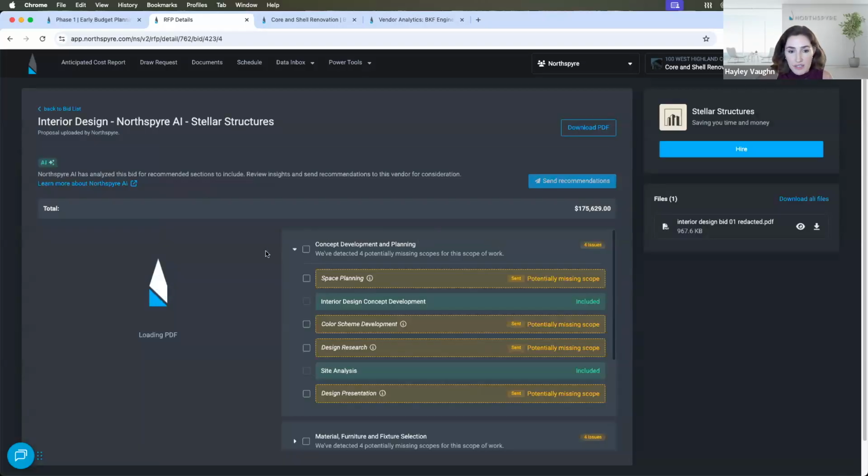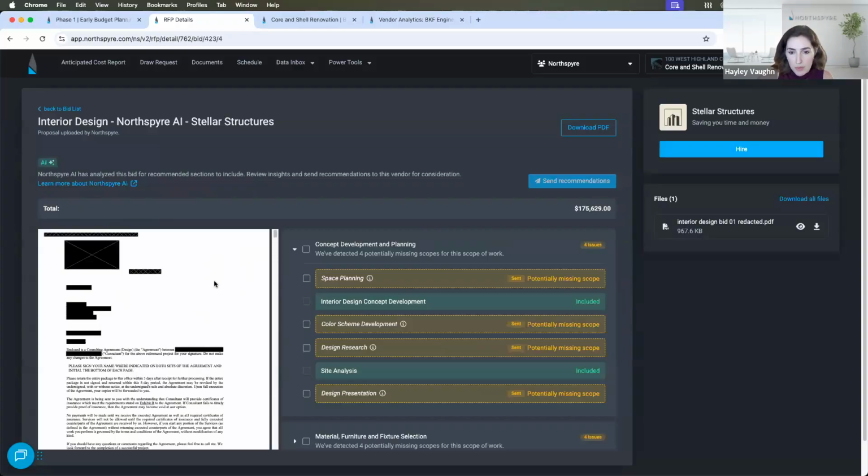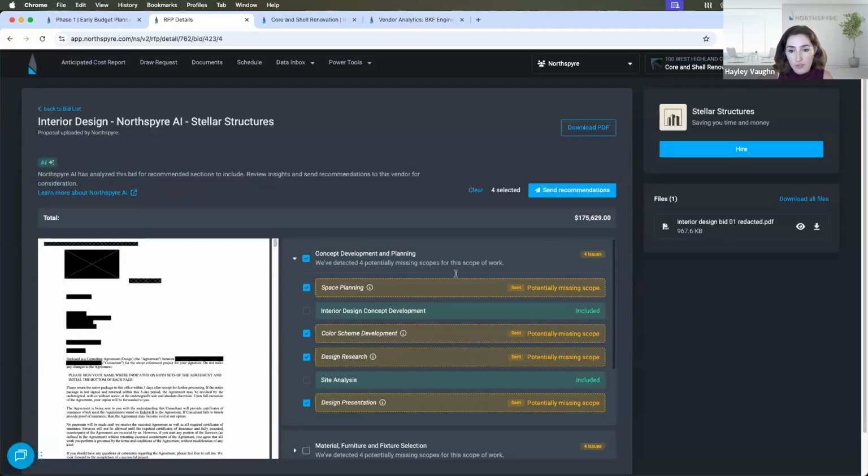And then looking at the proposal in more detail, we have the proposal here on the left. Northspire AI is going to flag all of the potentially missing scope that is identified in this proposal for you. And then you can choose to send these recommendations back to your vendor. You can open up another round, request best and finals, and make sure all of your vendors are considering the potentially missing scope that's been flagged for them, to prevent any costs that could come down the line by the fact that some of those items were missing.